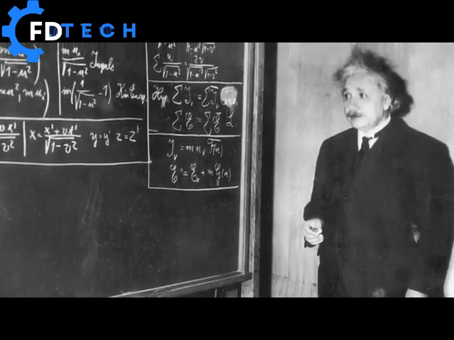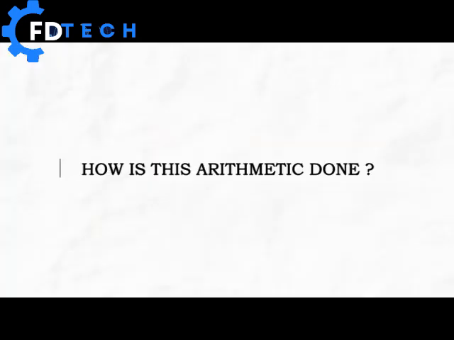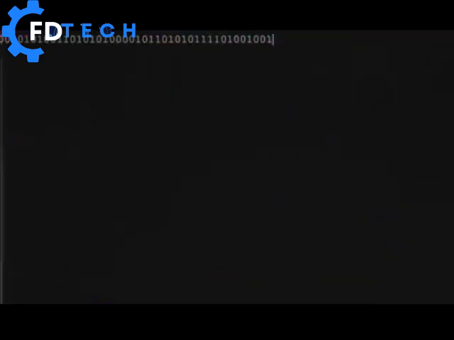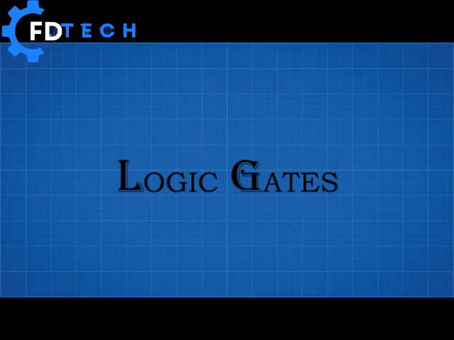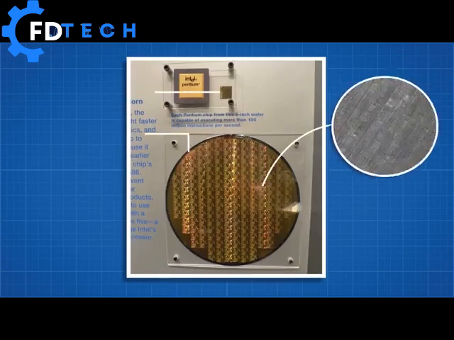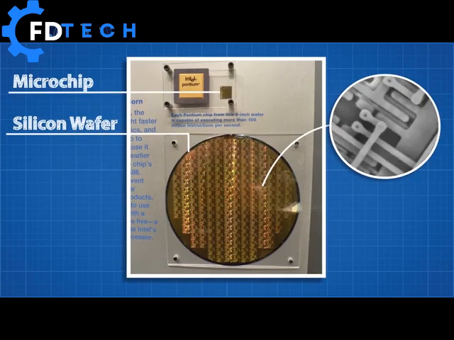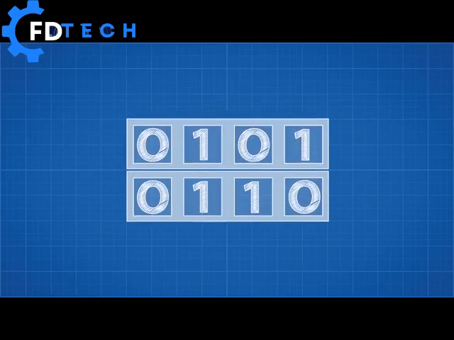If you type in 2 plus 2 and the computer gives you a result which is 4, the question is, how is this calculation actually done by a machine that doesn't even understand our human language, only ones and zeros? Logic gates. They are electronic components that are embedded inside the computer processor. They perform these arithmetic calculations and also logical operations.